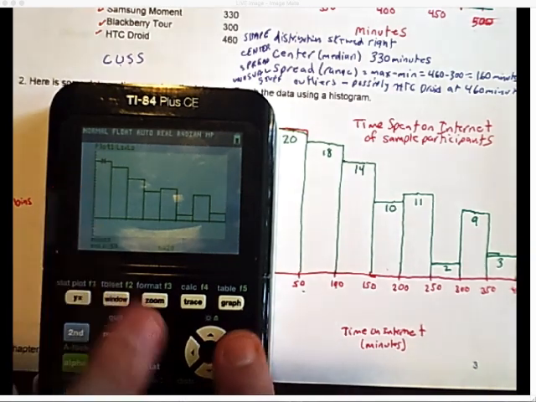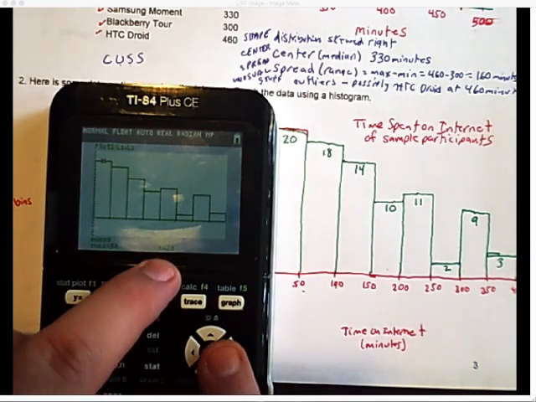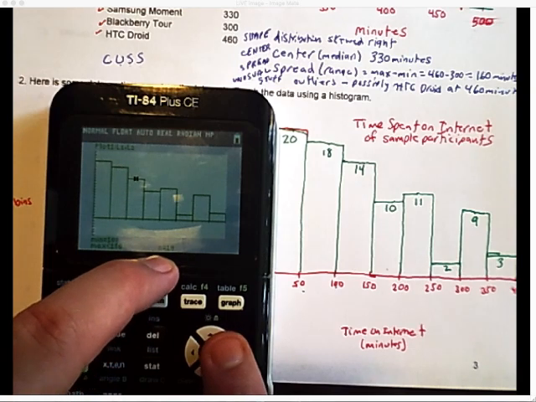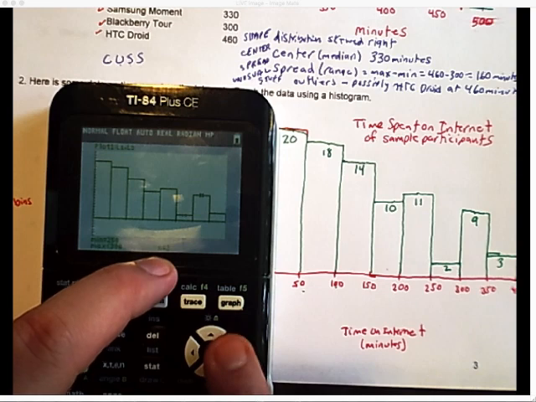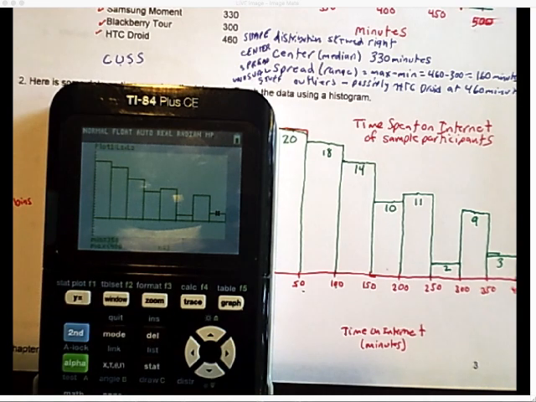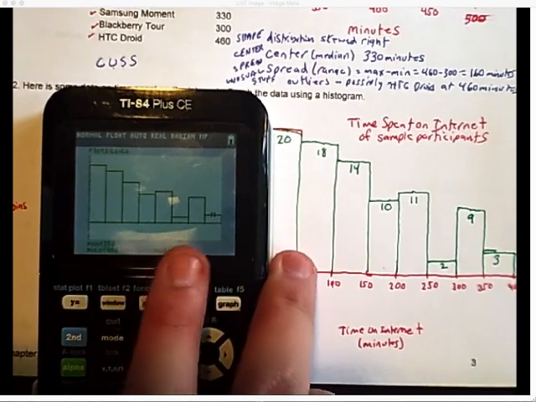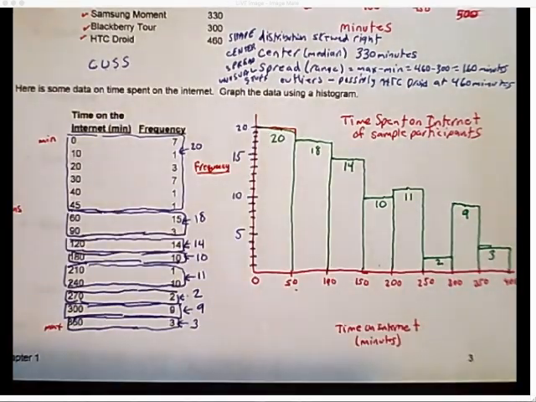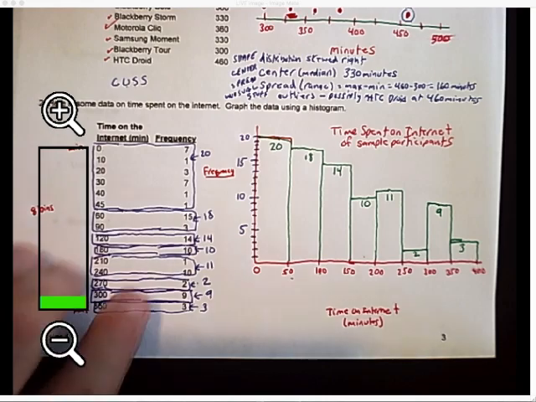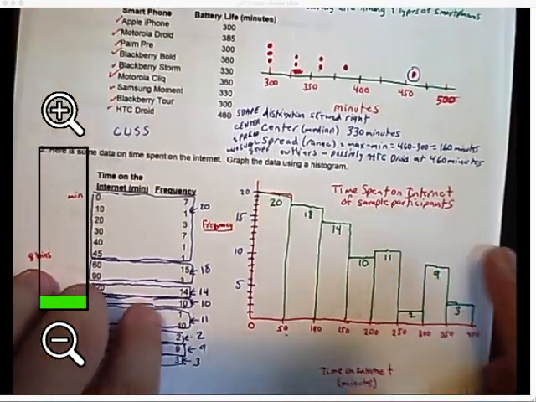And I can toggle over on my calculator. It says n equals 20, then n equals 18, then 14, then 10, then 11, then 2, then 9, then 3. Calculator will help you. You are allowed to use your calculator on everything in statistics.